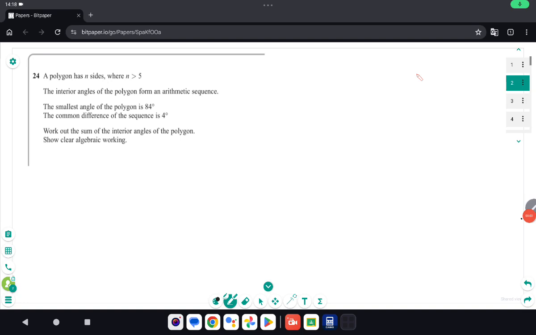A polygon has n sides where n is bigger than 5. So that means the smallest number of sides the polygon can have is 6. The interior angles of the polygon form an arithmetic sequence. The smallest angle of the polygon is 84. Common difference is 4. Work out the sum of the interior angles of the polygon. Show clear algebraic working out.